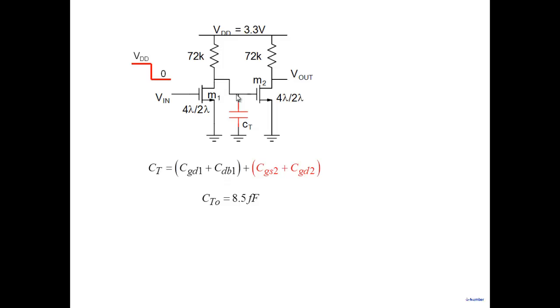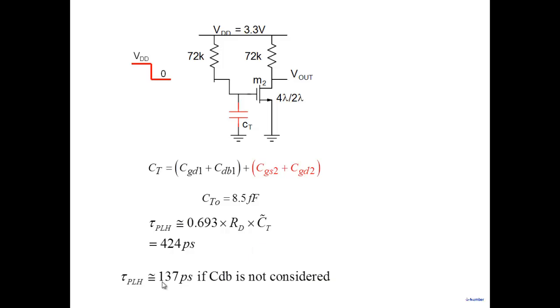Now, once you know the total capacitance here, note that the transistor is off. It's a simple RC charging, and one can calculate the delay, which is 0.693 RD CT, which comes out to be 424 picosecond. So we have our tau P low to high delay of 424 picosecond. If I had not included drain to body, the delay would have been 137 picosecond.